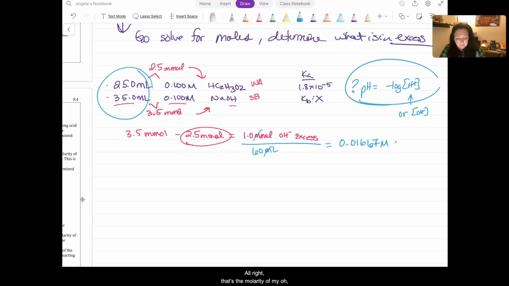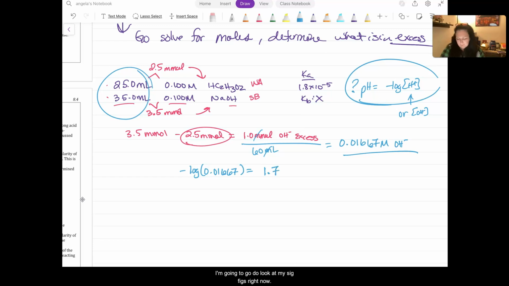All right, that's the molarity of my OH minus. Well, that's great. So now that's the concentration of the hydroxide ions. I can take the negative log of this number. So the negative log of 0.01667 equals, on my calculator, negative log of that answer. And I get 1.7.